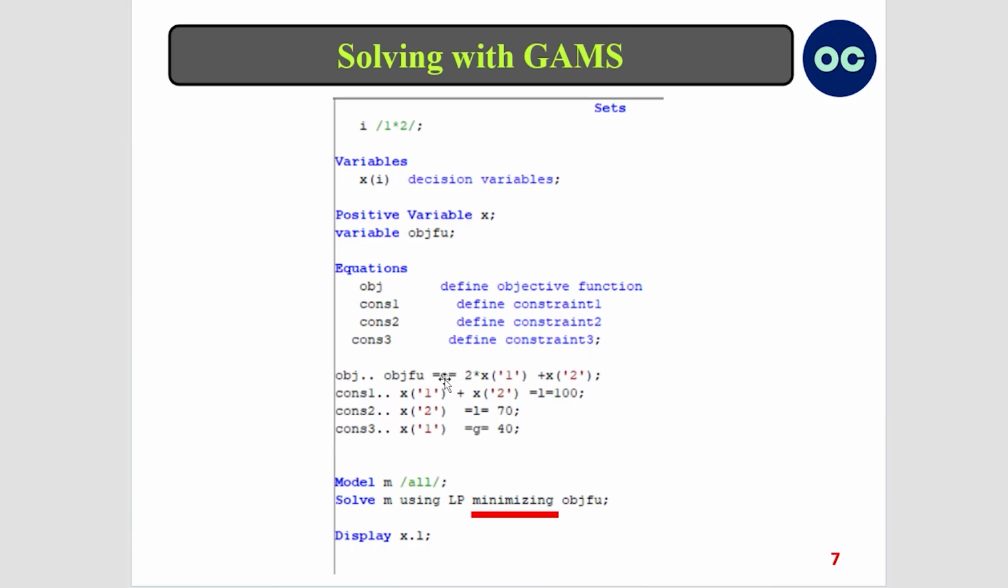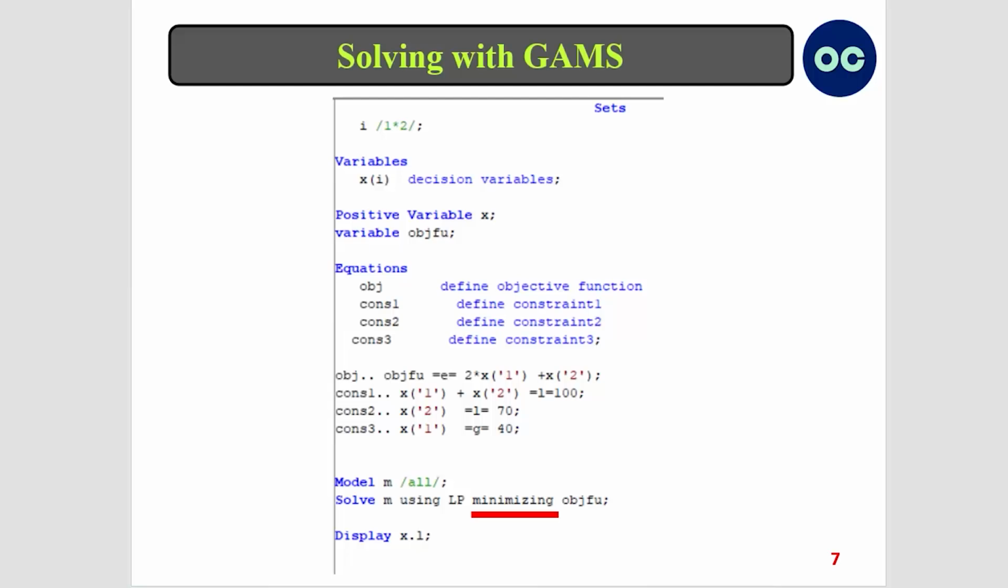E means equal, L means less than or equal, and G means greater than or equal. We have the model here. We use the LP minimization syntax, because we are going to solve a minimization model, so we write minimization here. And we display the optimal solution with display XL. We have the optimal values for the variables and print them here.